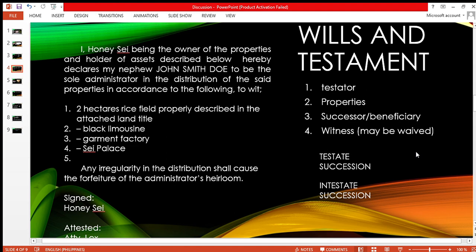May bahay ka, pwede yan. Meron kang cellphone na gusto mong ipamana, pwede rin yan. Okay. But if you do not have any property to distribute, then there is nothing for you to write on that written instrument. Now, the third element should be the successor or the presence of what we call the beneficiary. So what are the successor or the beneficiaries? Ito yung mga tao na gusto mong pamanahan. Kung ikaw ay ang may-ari ng mga properties, gusto mong pamanahan yung anak mo, pamanahan yung yaya mo, pwede rin lang yan.